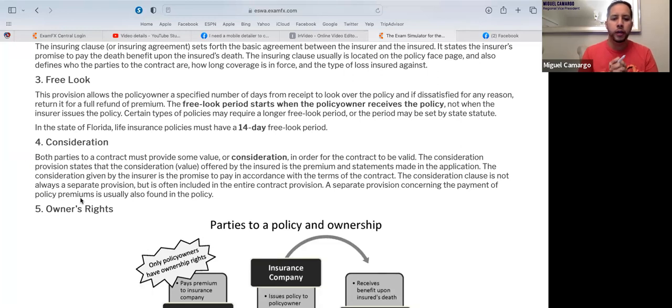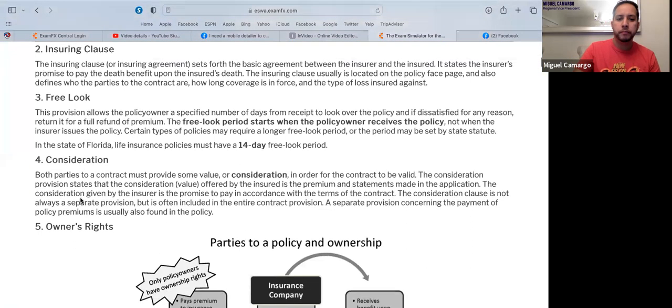This is generally when, as long as the insured or policy owner pays the premiums, the insurance company promises to pay the death benefit. That is not to be confused with the insuring clause. Consideration is more on the fact that the policy owner is going to pay their portion, pay their premiums.